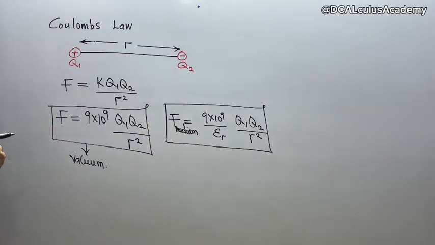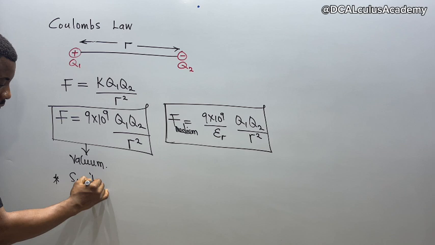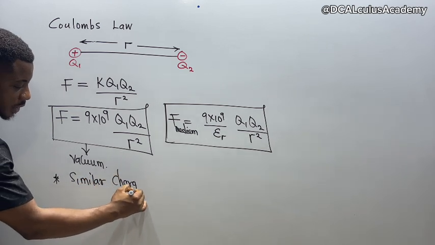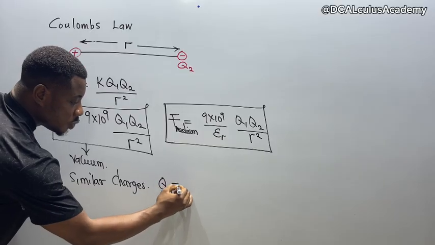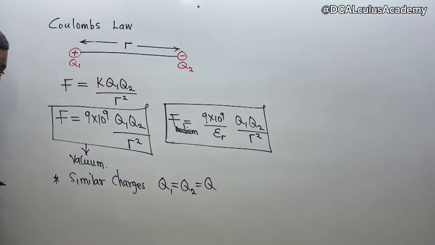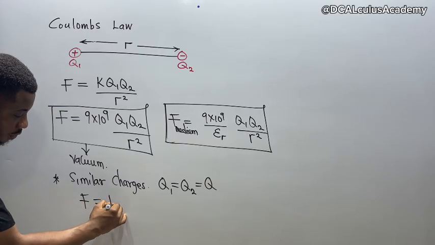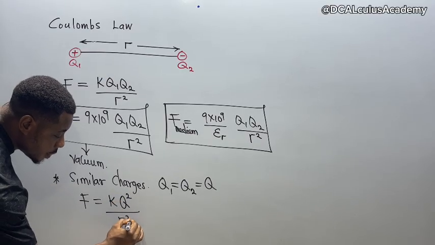Another thing to take note of is that some questions will tell you that the charges are similar, that the charges are the same. If the charges are the same, what comes to my mind? I should know that Q1 would be equal to Q2, so everything should be equal to Q. That changes my formula. The formula becomes F is equal to K, where I see Q1 and Q2, I would write Q squared, divided by R squared.